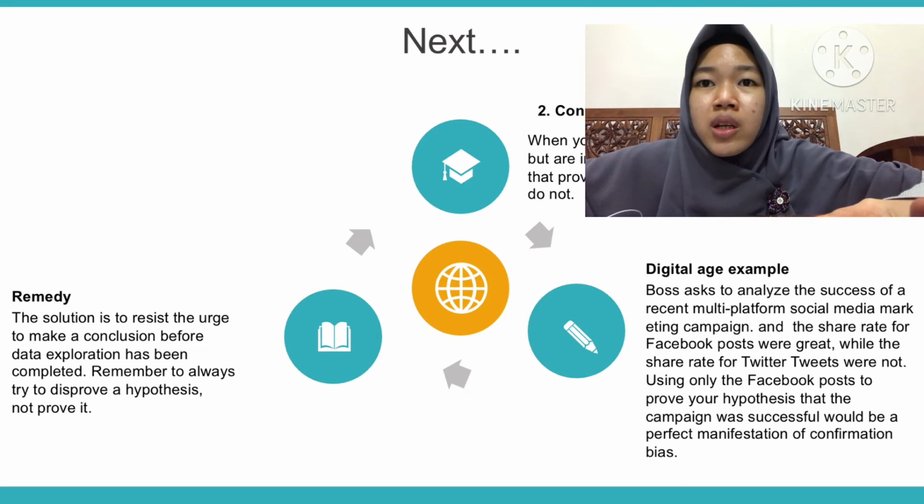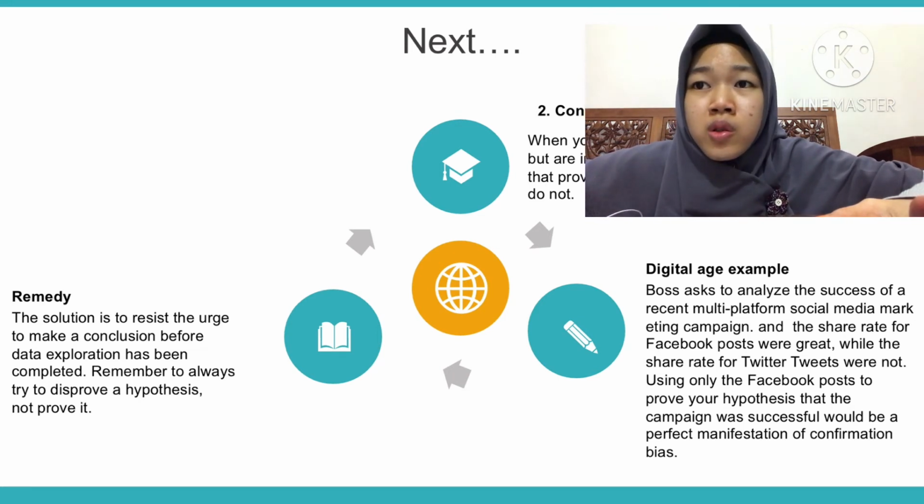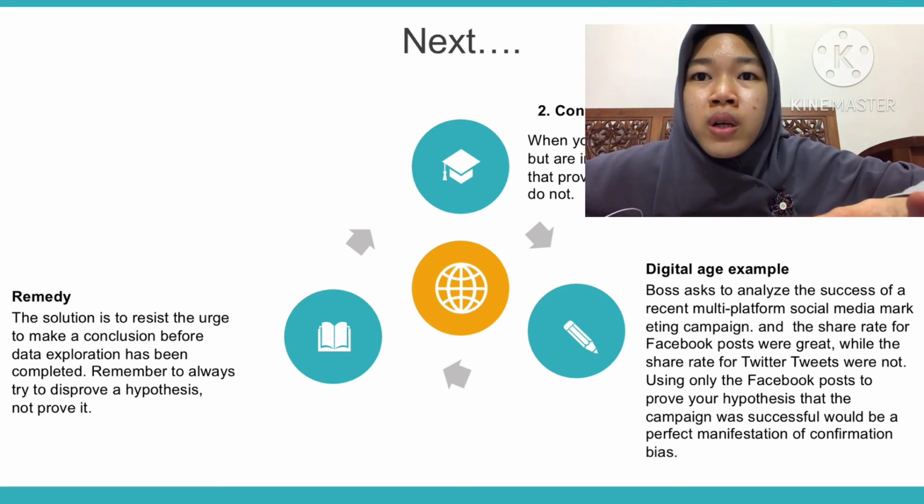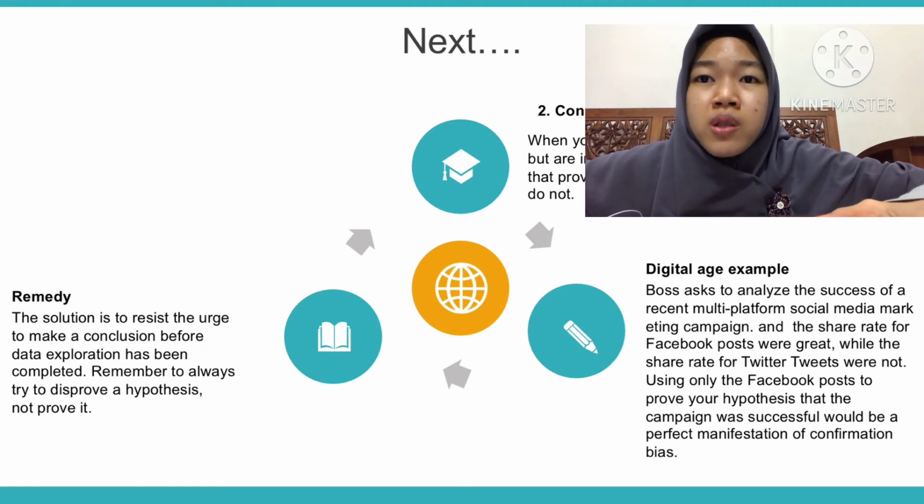The digital age example: our boss asked us to analyze the results of a recent multi-platform social media marketing campaign. While analyzing the potential data variables from the campaign, you see that the share rate for Facebook posts was great, while the share rate for Twitter was not. Using only Facebook posts to prove your hypothesis that the campaign was successful would be a perfect manifestation of confirmation bias.